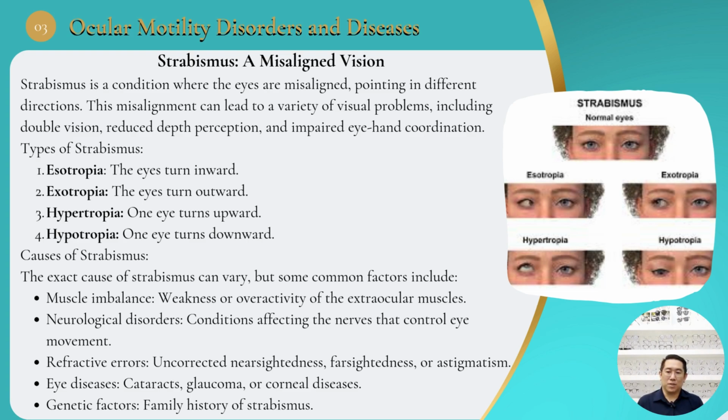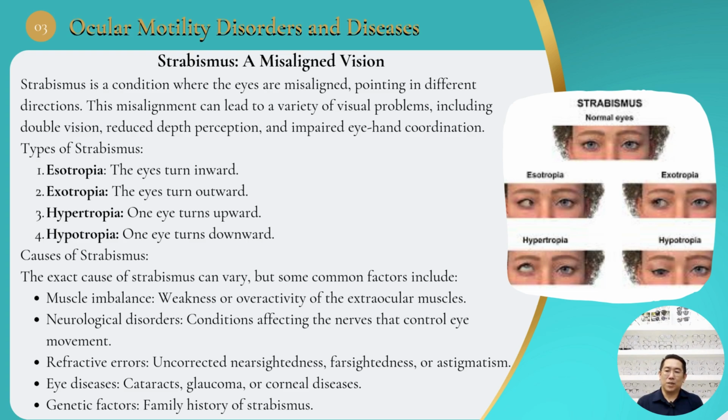Firstly, we have strabismus, often known as cross-eye, and what we normally call mata juling. Strabismus is a condition where the eyes are misaligned, pointing in different directions, which can cause visual challenges like double vision, poor depth perception, and difficulties in hand-eye coordination. There are a few types of strabismus.